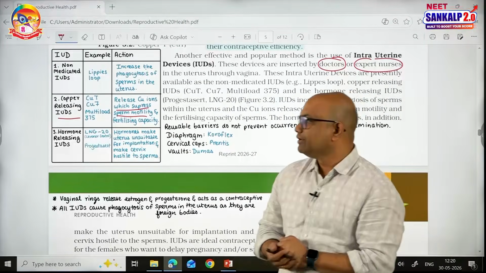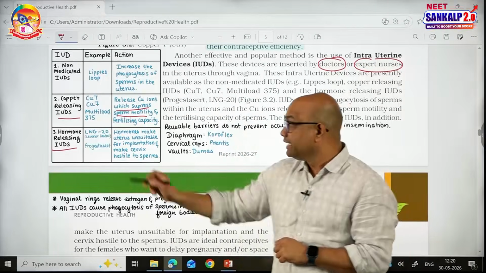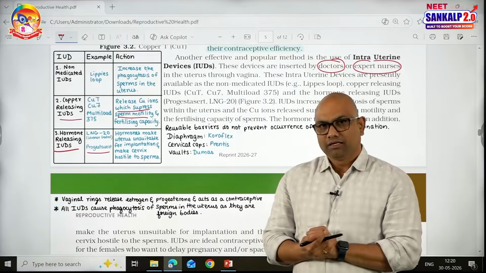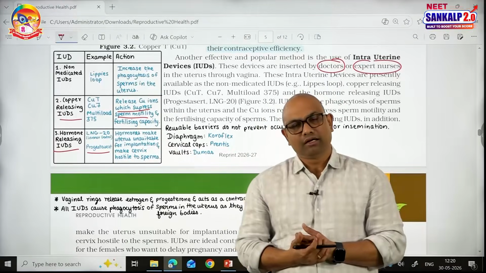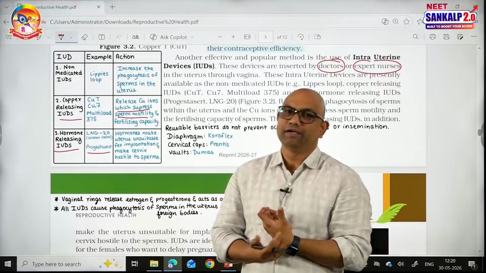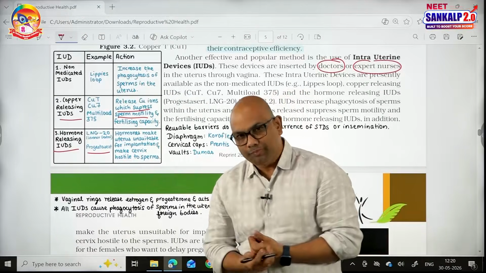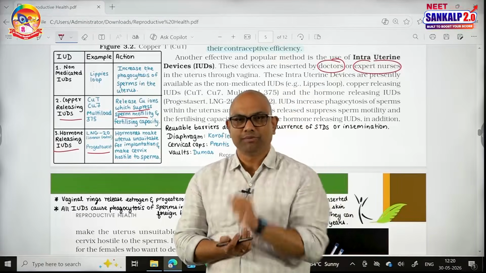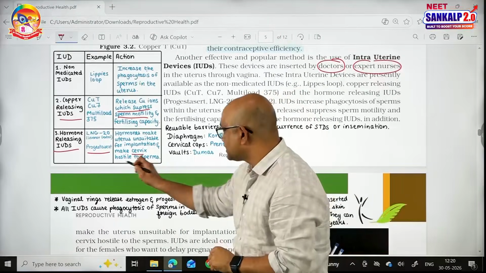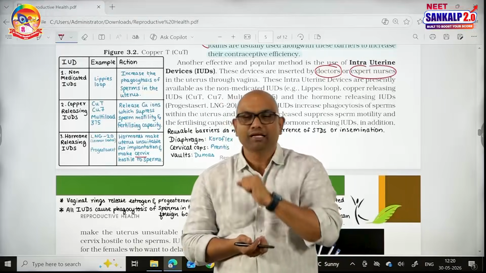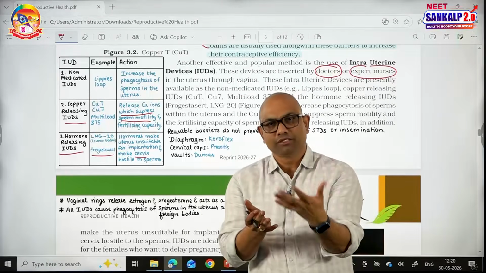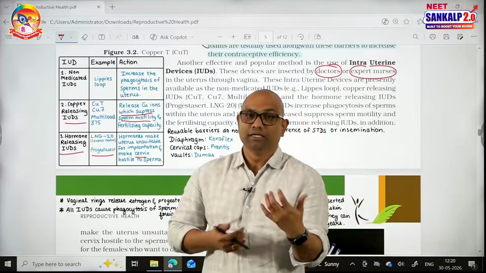What is the third category of IUDs? Hormone releasing IUDs. Examples include LNG 20, Levonorgestrel 20, and Progestasert. In addition to the above functions like causing phagocytosis, the hormone releasing IUDs have two important functions. The first one is that the hormones make the uterus unsuitable for implantation. That means IUDs prevent implantation along with fertilization. They also make the cervix hostile to the sperms. It thickens the cervical mucus and prevents the entry of sperms. So there is no proper movement of the sperms towards the fallopian tube, thereby they can prevent fertilization.